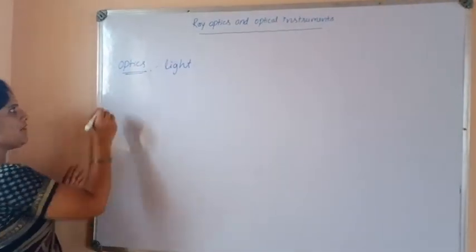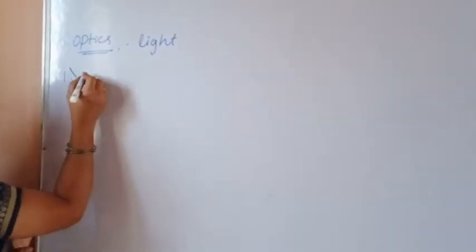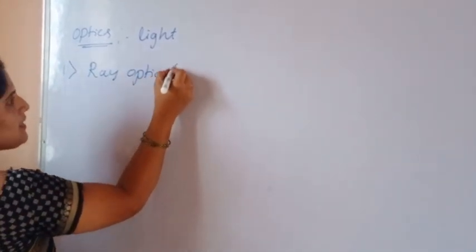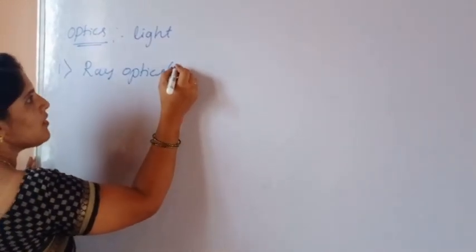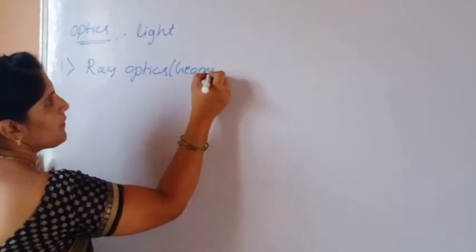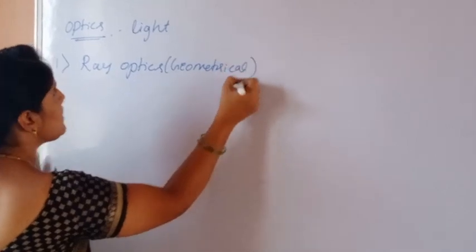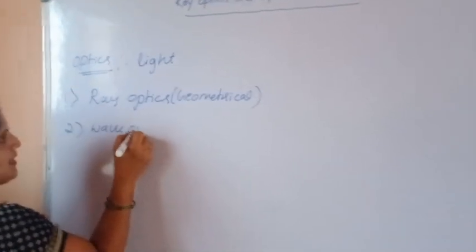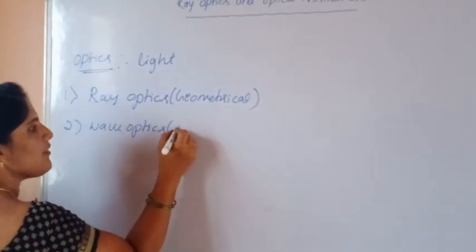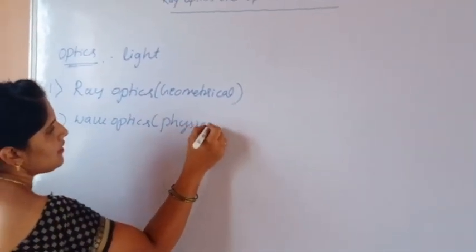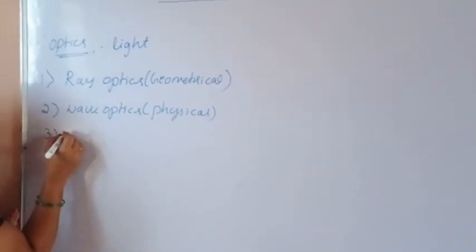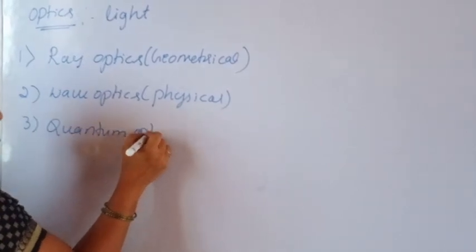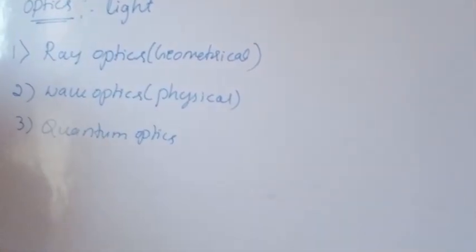This optics can be divided into three branches. They are ray optics, which is also known as geometrical optics. Second one is wave optics, which is also known as physical optics. And third one is quantum optics. Okay, let me know about them one by one.